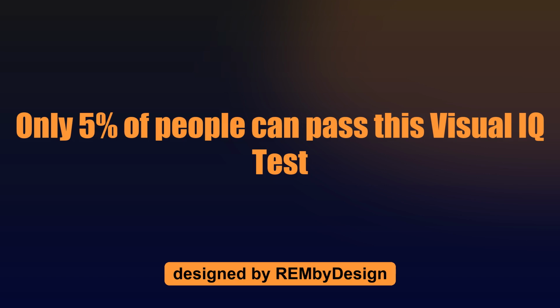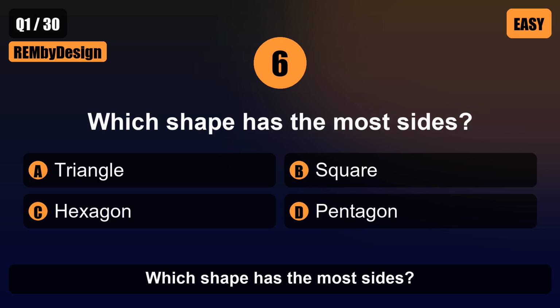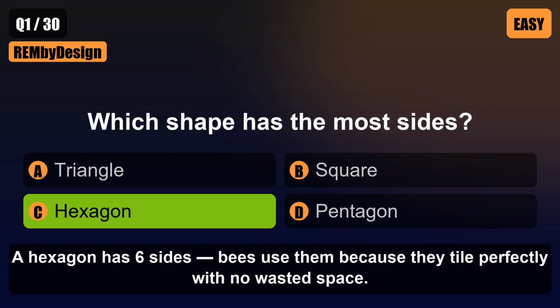Only 5% of people can pass this visual IQ test. Which shape has the most sides? A. Triangle, or B. A square, or C. Hexagon, or D. Pentagon. The answer is C. Hexagon. A hexagon has 6 sides. Bees use them because they tile perfectly with no wasted space.